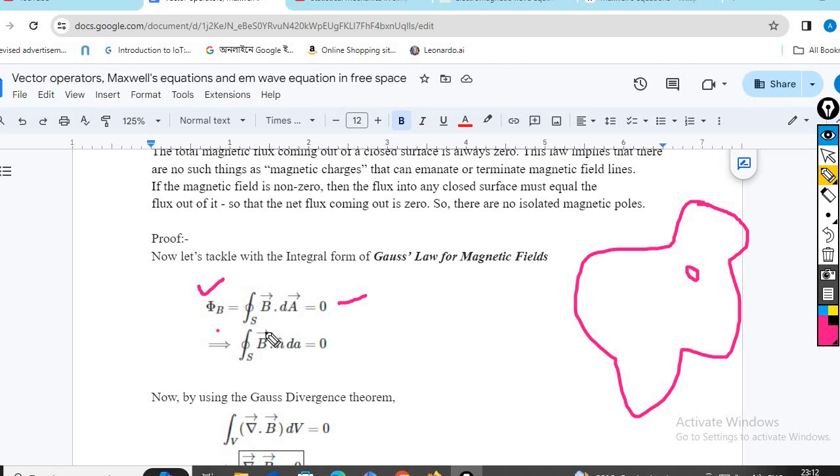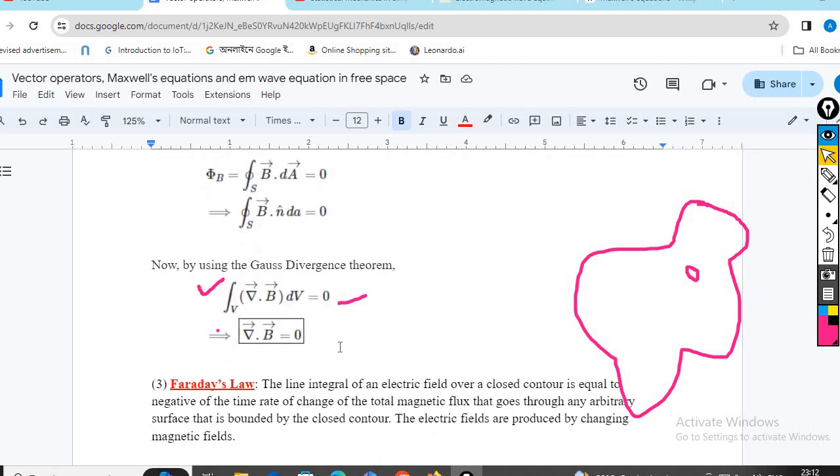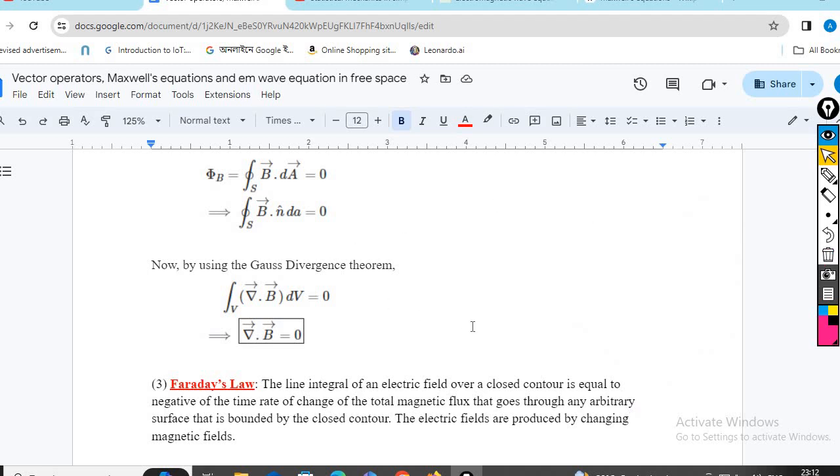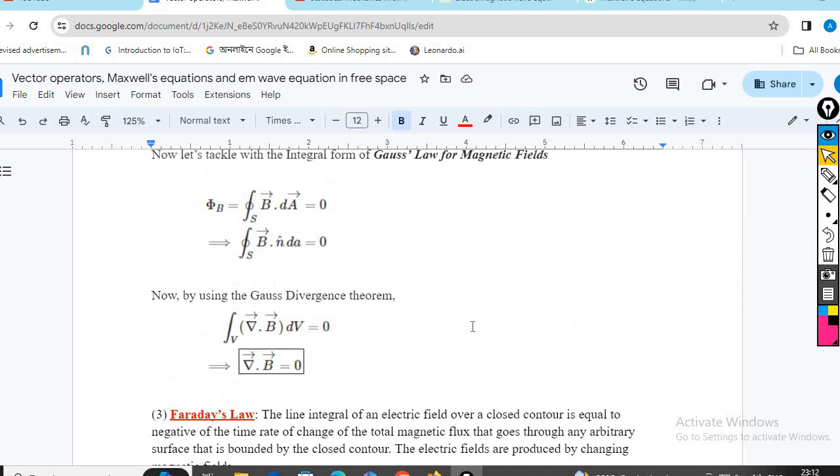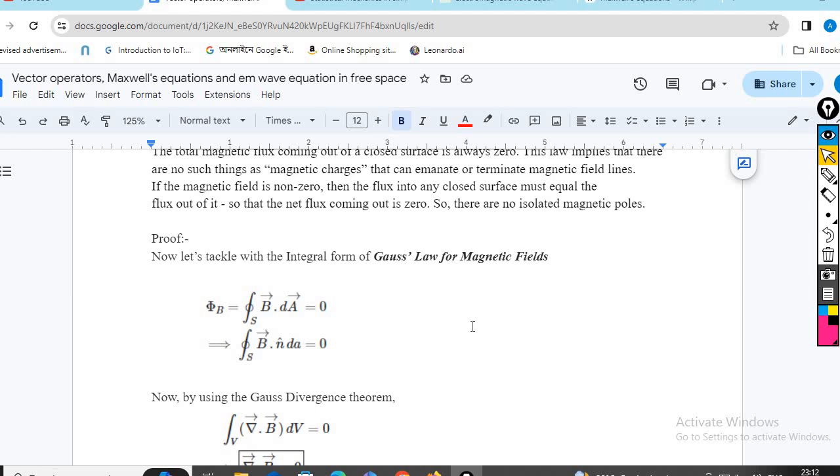Then again you have a surface integral. It may be converted into volume integral. So one can write the divergence of magnetic field is equal to 0. So this is a very, very significant relation. When divergence is equal to 0, that means no lines of forces are coming out from this. And it is happening every time for magnetic field.